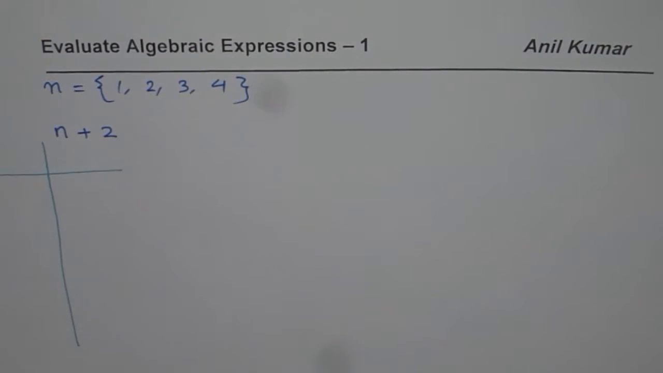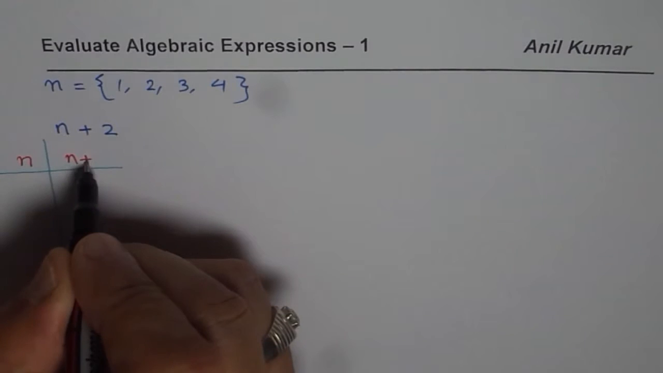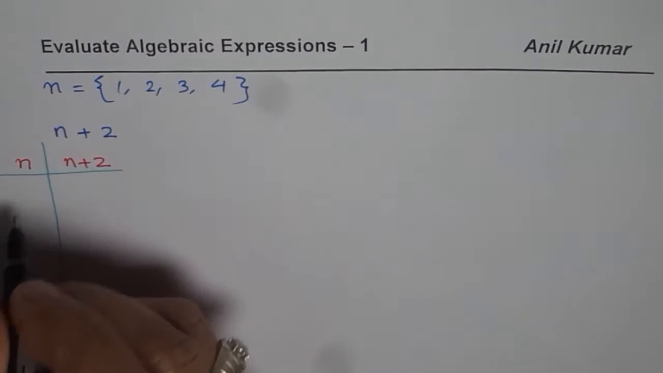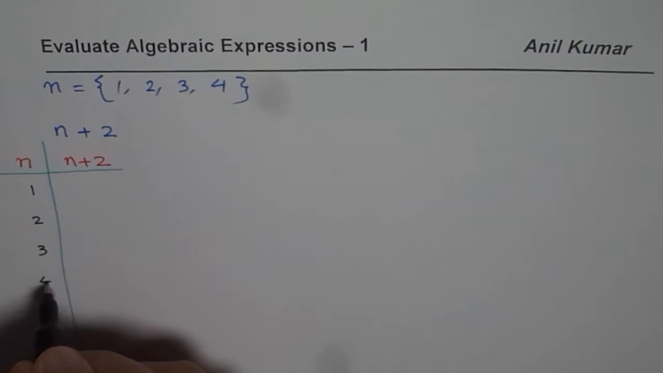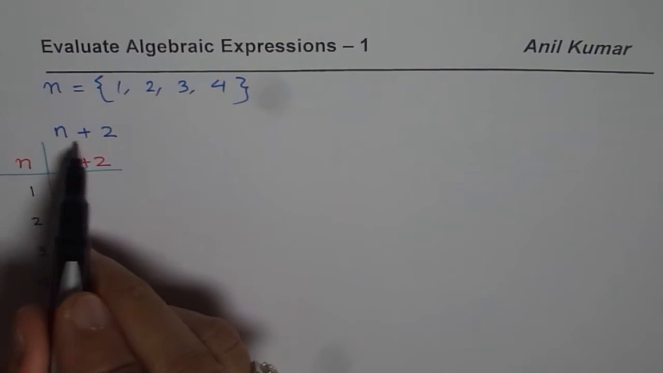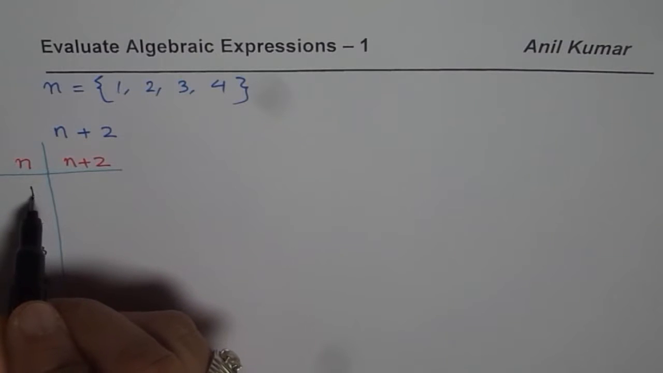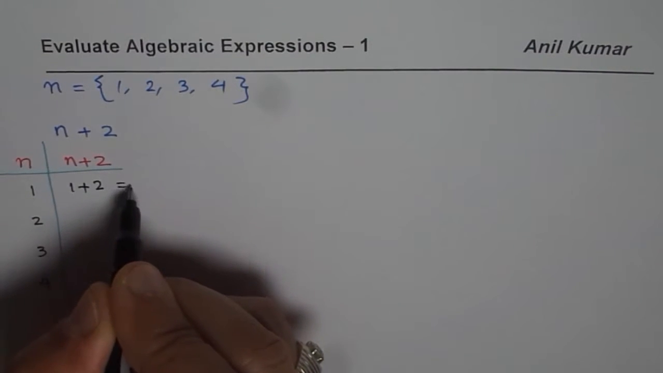And here we can say let the values of n be written on one side, let's say n here, and n plus 2 on the other side. So for the values of n, we are taking 1, 2, 3, 4. So we'll write numbers 1, 2, 3, and 4. Now to evaluate this algebraic expression n plus 2, that means we'll substitute 1 for n, so we get 1 plus 2, and when you add you get 3.